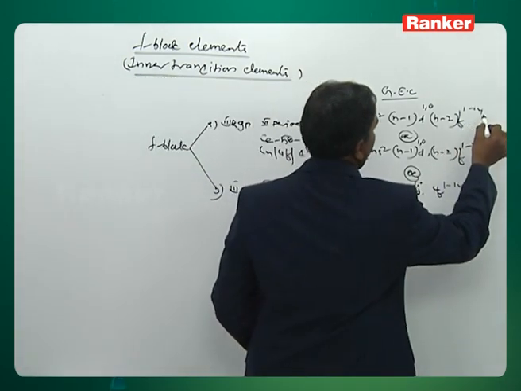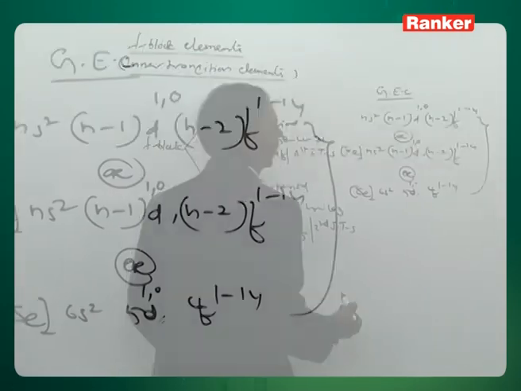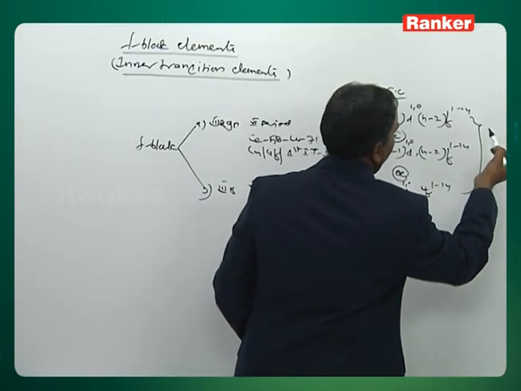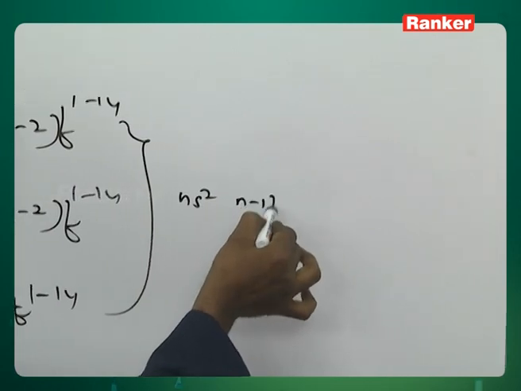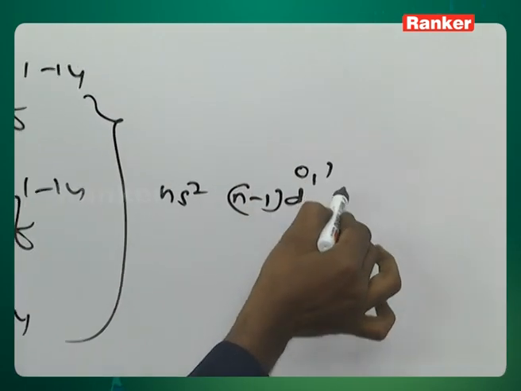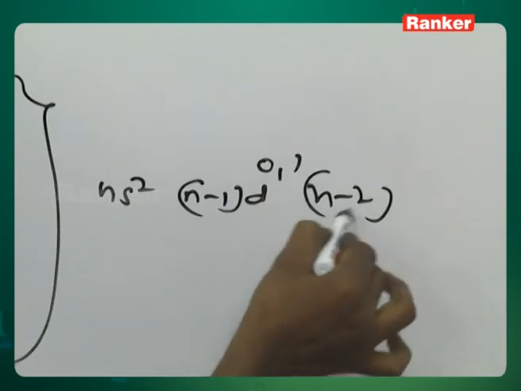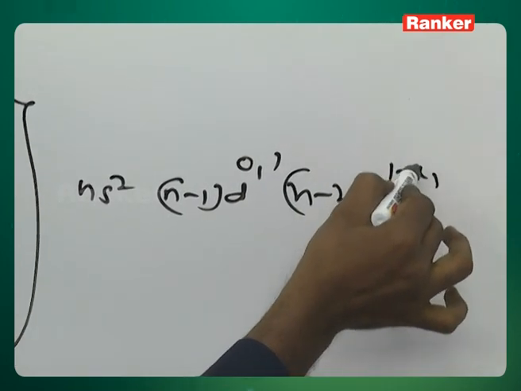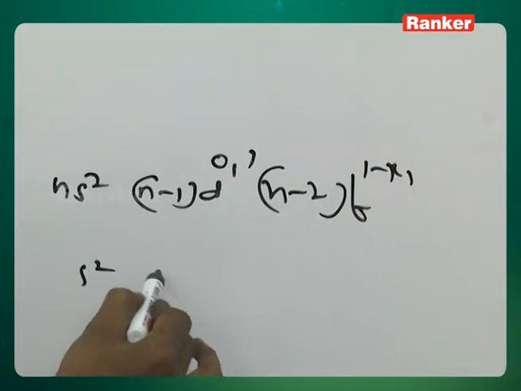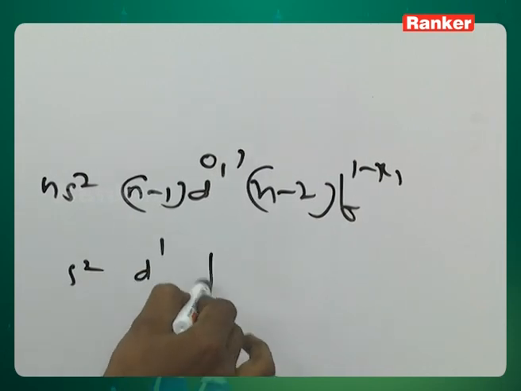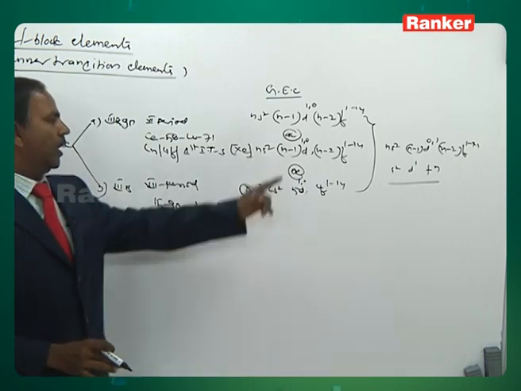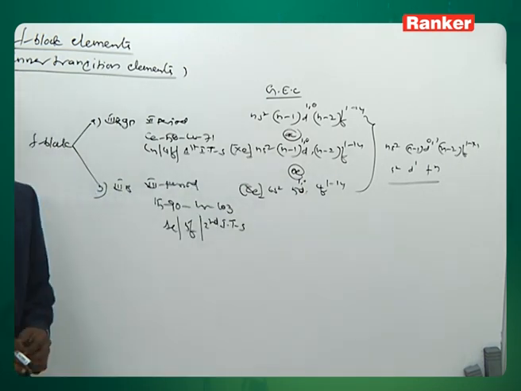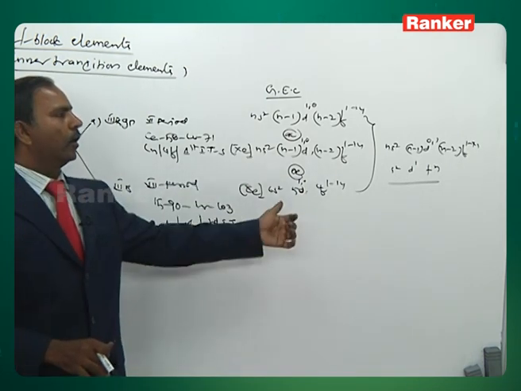In the examination it can generally be given in a brief manner, that is ns2 (n-1)d0,1 (n-2)f1 to 14, or they simply mention s2 d1 and f1. Either way you can represent the general electronic configuration of lanthanides.